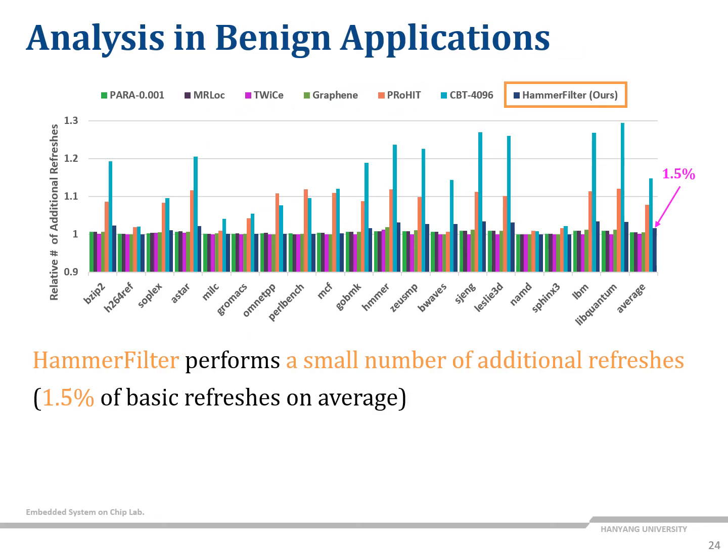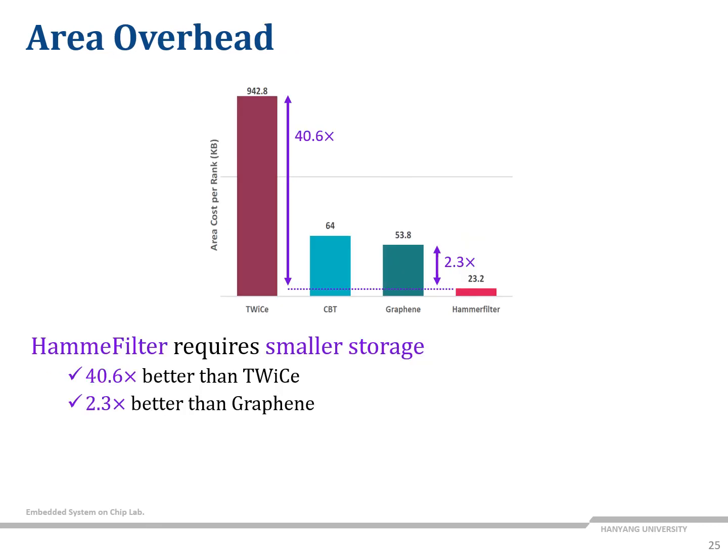This slide describes the analysis of additional refreshes in benign applications. The X-axis presents benign applications, and the Y-axis is the relative number of additional refreshes. HAMMERFILTER performs a small number of additional refreshes, 1.5% of basic refreshes on average, which has little effect on system performance. We analyze the area overhead of HAMMERFILTER compared to counter-based methods. The X-axis is each RowHammer protection method, and the Y-axis presents area cost. As described in the figure, HAMMERFILTER requires smaller storage. It is 40.6 times better than TWiCe and 2.3 times better than Graphene.